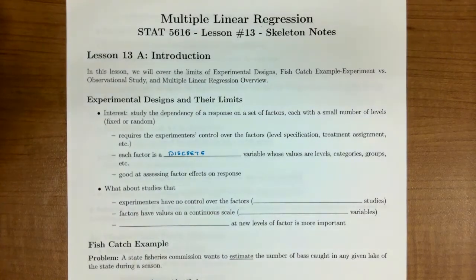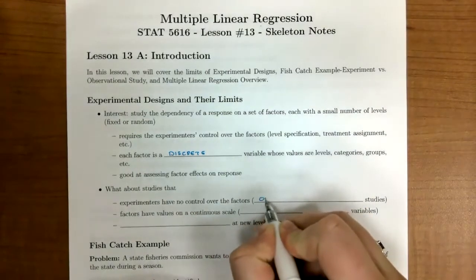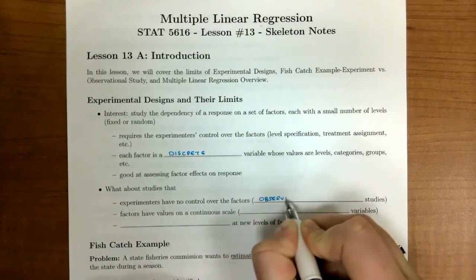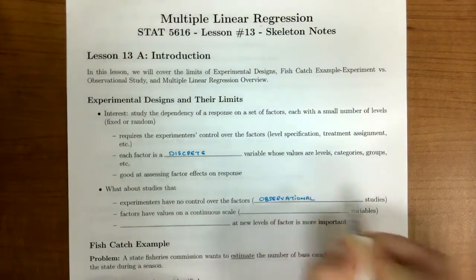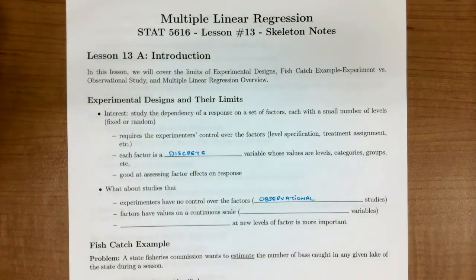Now, experimental designs are good to assess the factor effect on response. But what if our experimenter has no control over the factors? What we'd call this would be an observational study. So that is me or you as the researcher. We can't go and actually manipulate certain factors. We're just sitting there and watching it happen, or we're collecting data after.